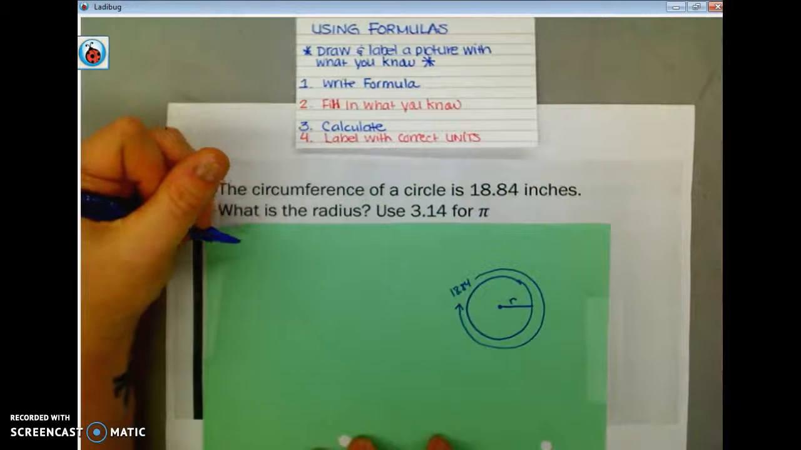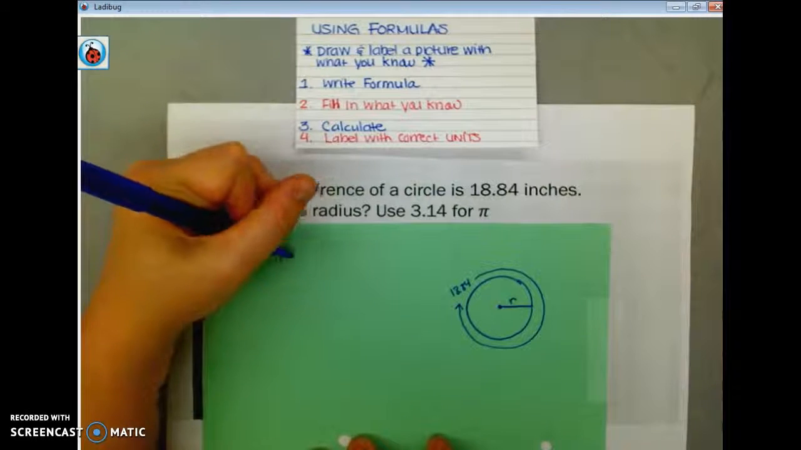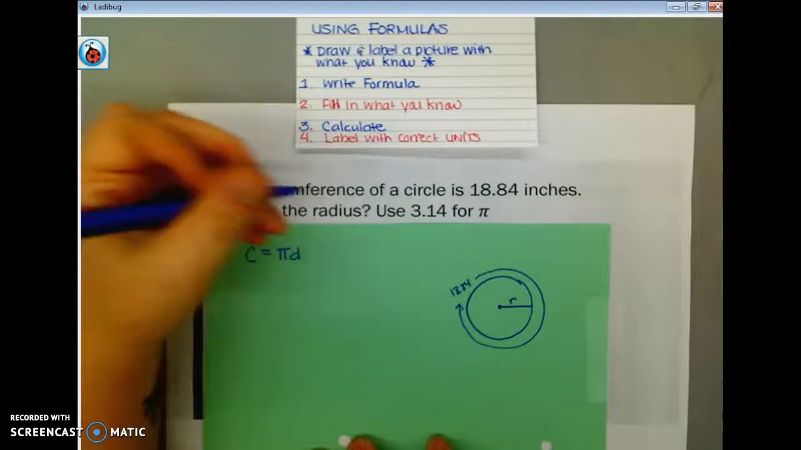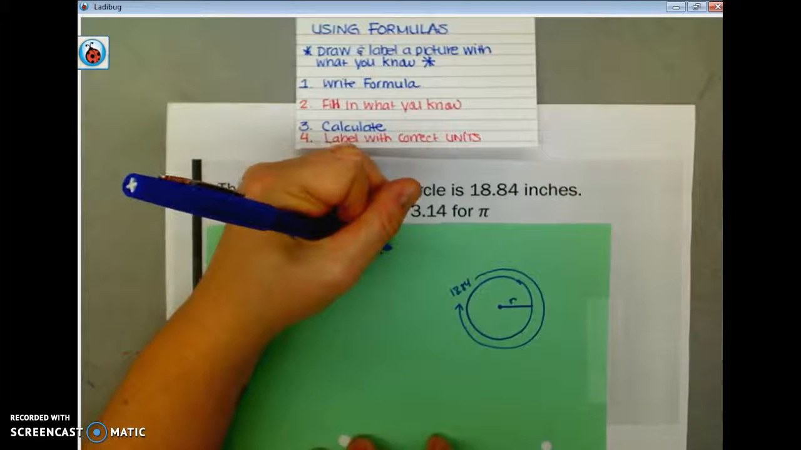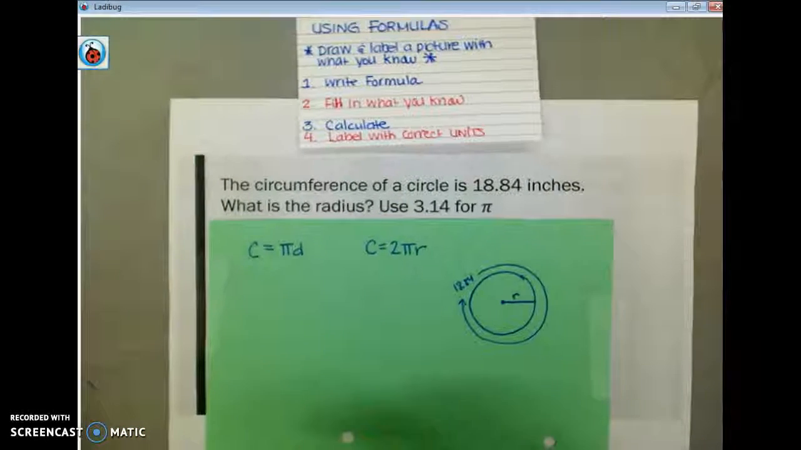Now what I know is that I had two formulas for circumference. I had circumference equals pi times d, and I had circumference equals 2 pi r. Now I can use either one. It really doesn't matter.